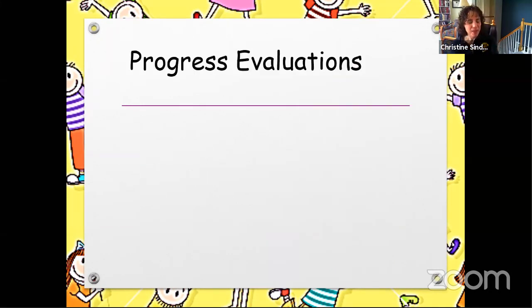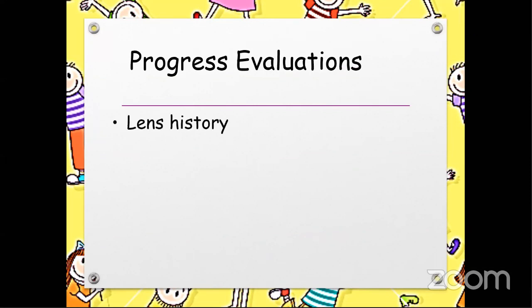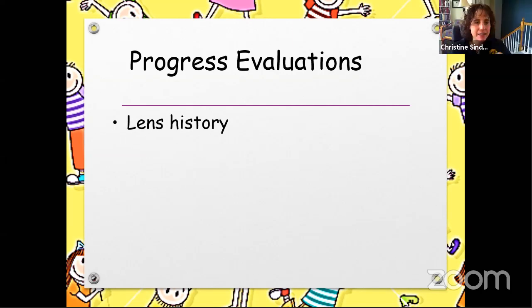All right. Well, let's talk about progress evaluations for the children when they come in. What do you look at and how do you evaluate it? Always want to make sure you take a lens history. Strange things happen to kids, to their contact lenses, and things that they have done. So make sure you take a history from the parents, but also the child themselves.